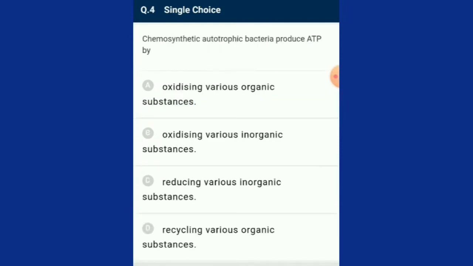Question number 4. Chemosynthetic autotrophic bacteria produce ATP by oxidizing various inorganic substances such as nitrates, nitrites, and ammonia, and use the released energy for their ATP production. They play a great role in recycling nutrients like nitrogen, phosphorus, iron, and sulfur.